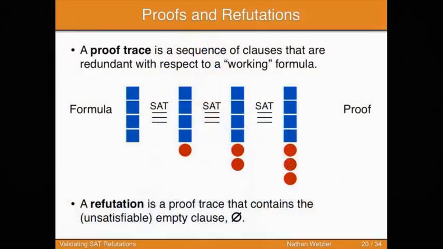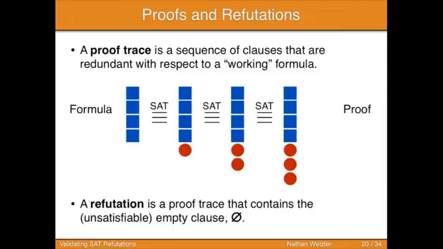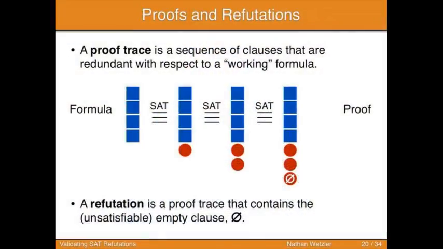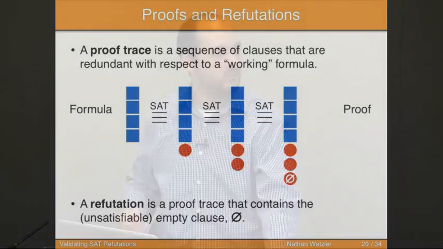And a refutation, then, is a proof trace that contains the unsatisfiable empty clause. So here, now the formula on the right, the last clause in the proof is the empty clause, which can't be satisfied. And since that clause is unsatisfiable, the formula is unsatisfiable, and it's satisfiability equivalent to the original formula, and so we've established the original formula was unsatisfiable.